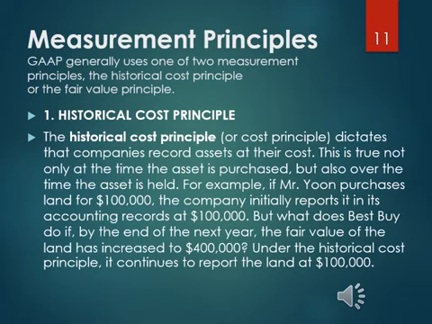The historical cost principle, or cost principle, dictates that companies record assets at their cost. This is true not only at the time the asset is purchased, but also over the time the asset is held. For example, if Mr. Yoon purchases land for $100,000, the company initially reports it in its accounting records at $100,000. But what does Mr. Yoon do if, by the end of the next year, the fair value of the land has increased to $400,000? Under the historical cost principle, it continues to report the land at $100,000.